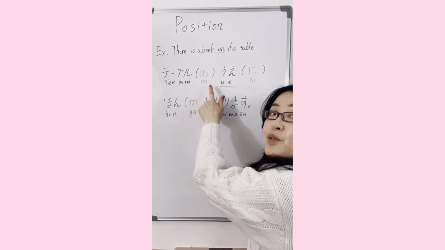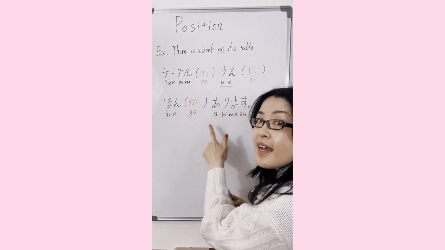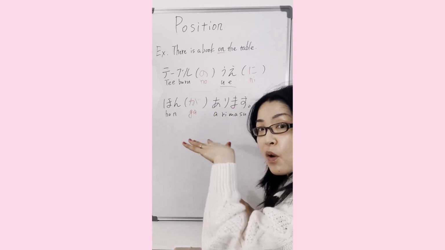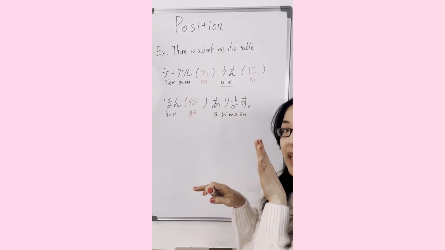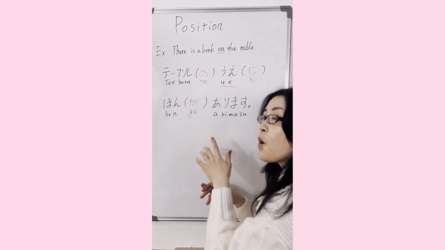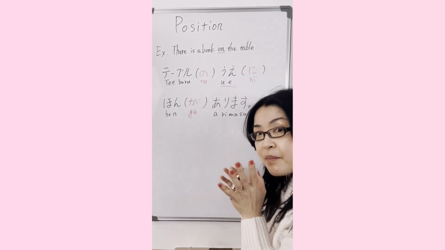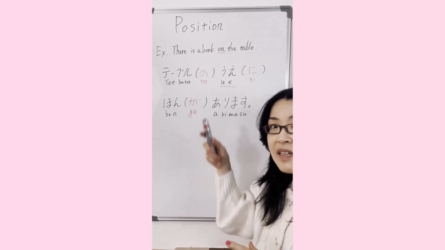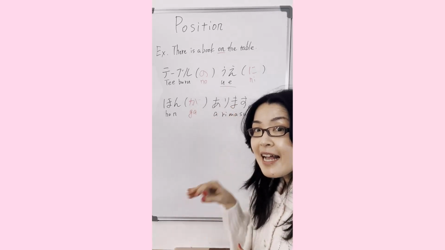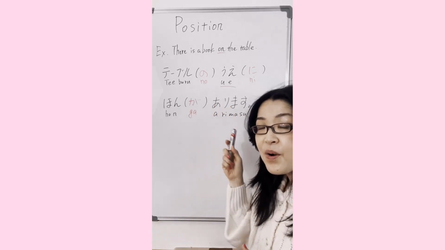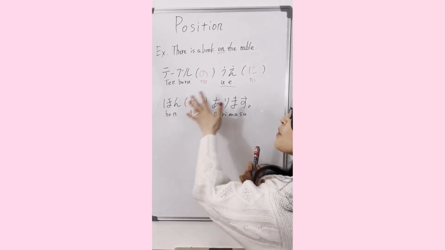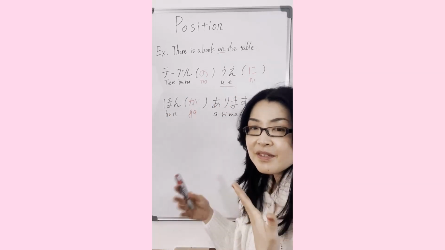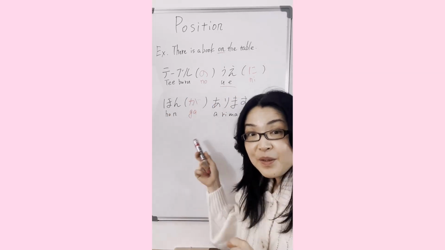So, テーブルの上に本があります。テーブル means table, 上 means on top or on, or sometimes above, okay? And then 本 is a book, あります means there is, there are. If a book is under the table, テーブルの下に本があります。下 means under. Once you understand this sentence structure, you can just change words and then make new sentences.